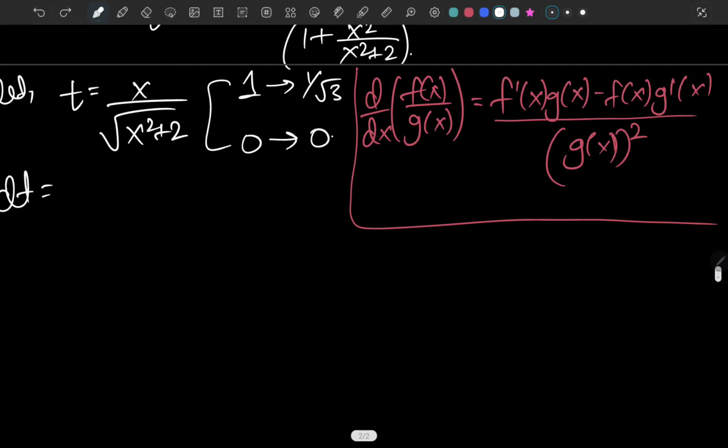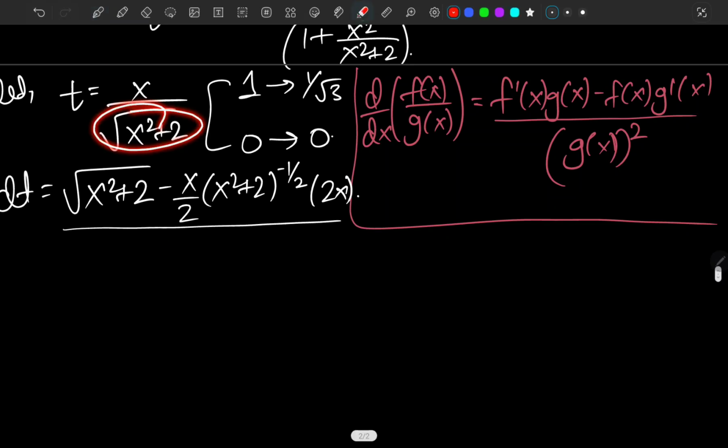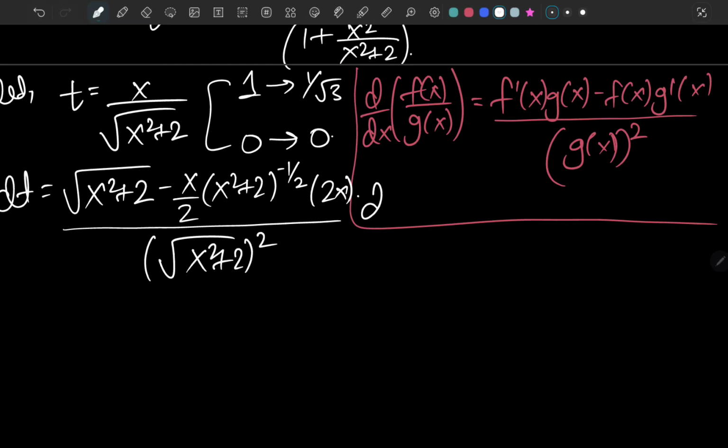So that's going to give us the derivative of x, which is just 1, so we're going to have square root of x squared plus 2 minus f of x, that is x, times the derivative of this one, right? That's going to give us 1 over 2 times (x squared plus 2) to the negative half, and with the chain rule, that's 2x, over the square of this denominator, right? So that's going to give us square root of x squared plus 2 whole squared.